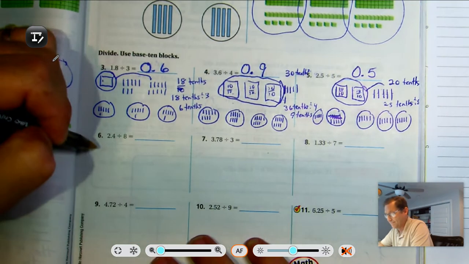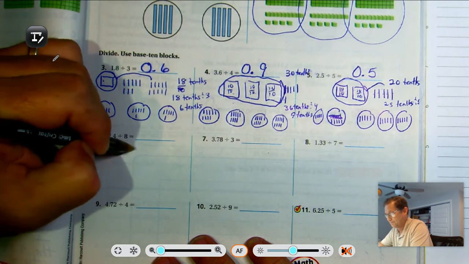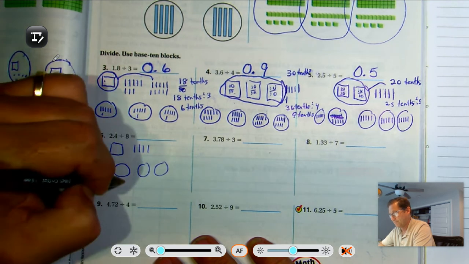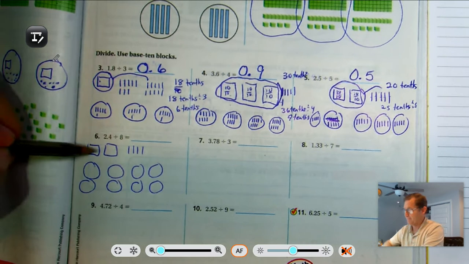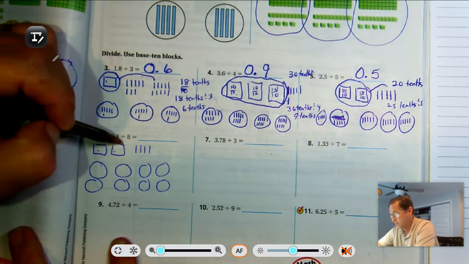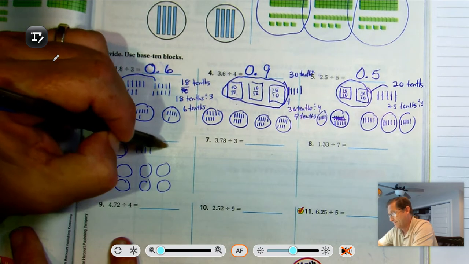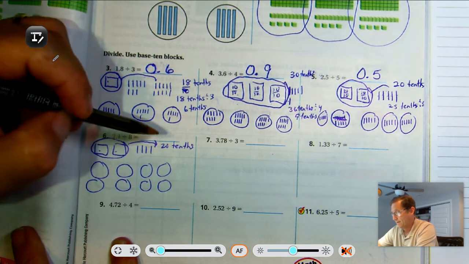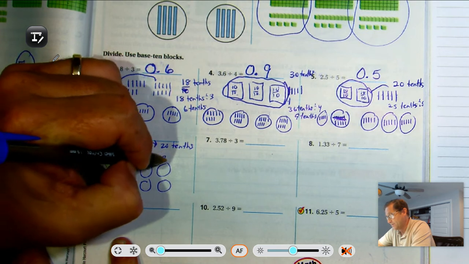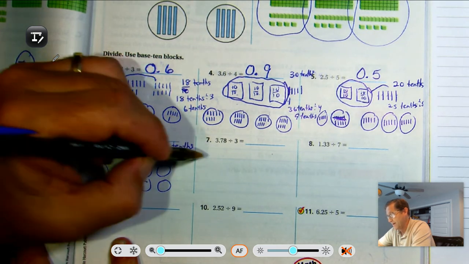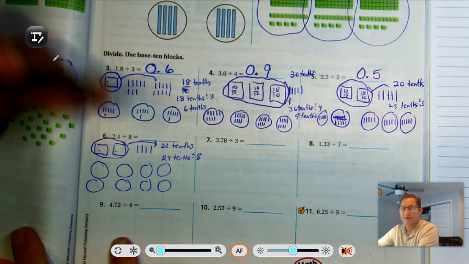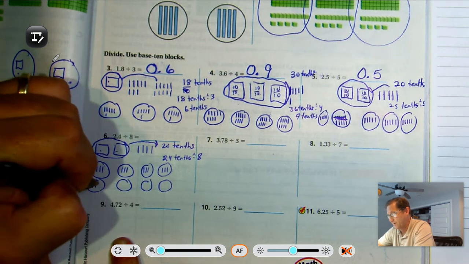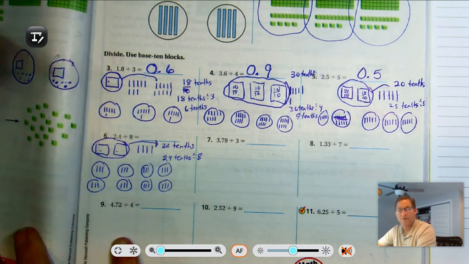All right, 2 and 4/10 shared with 8 groups. Again, there's no way I can share 2 wholes with 8 groups, so I'm going to trade those for 20/10. So 20/10 plus the 4/10 we already had gives us 24/10 divided by 8. 24/10 divided by 8 is 3. So 3, 6, 9, 12, 15, 18, 21, 24.